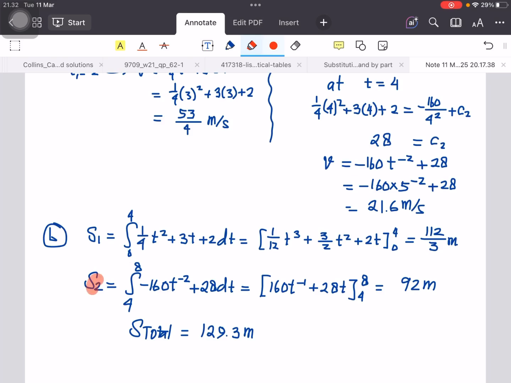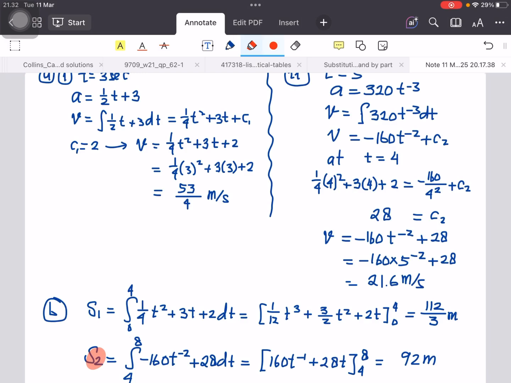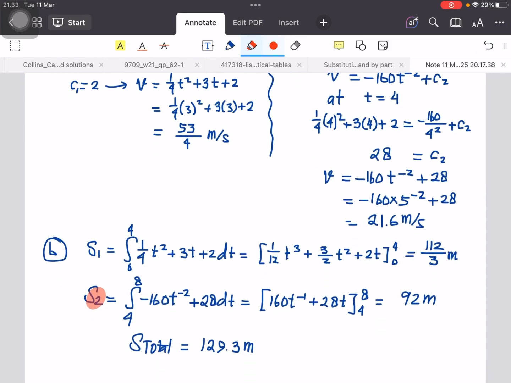And then for S2, from 4 to 8, we are using the second formula. This one, we have to integrate the second formula. The integration is this one, and then substitute the value of the upper and the lower limit into this. And finally, we can find that S2 is equal to 92 meters. So the total distance traveled is 129.3 meters.